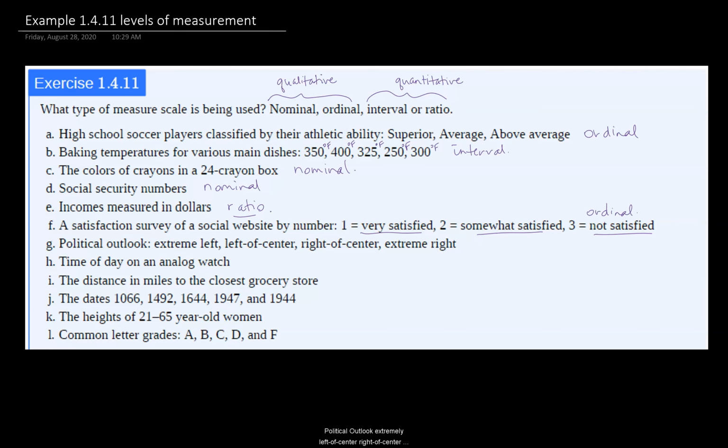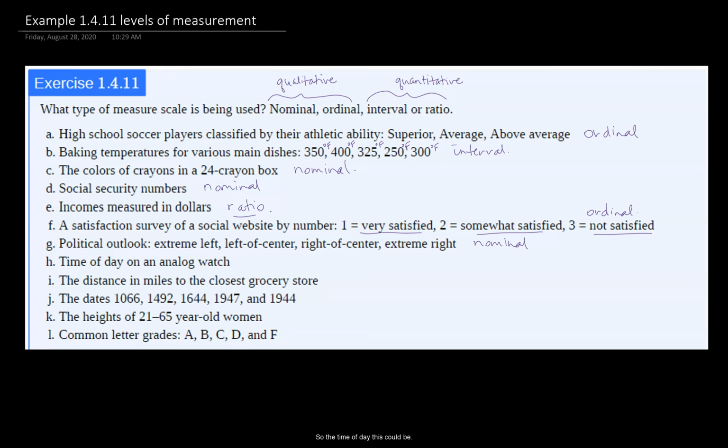G, political outlook: extreme left, left of center, right of center, and extreme right. Well, even though there's sort of an order listed on here, the order isn't really meaningful because we could flip it around: extreme right, right of center, extreme left. We could say extremes versus moderates. So we don't have a universal ordering. This is nominal.